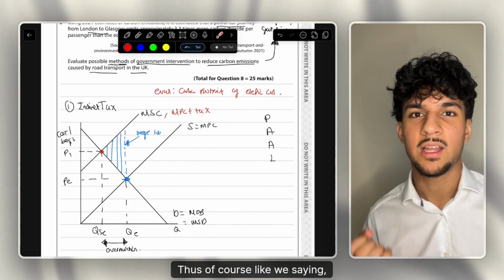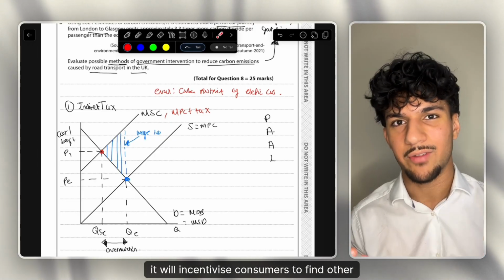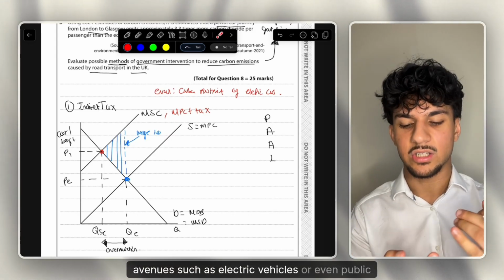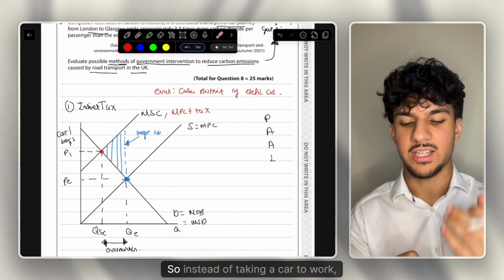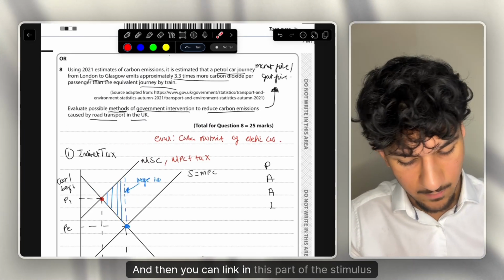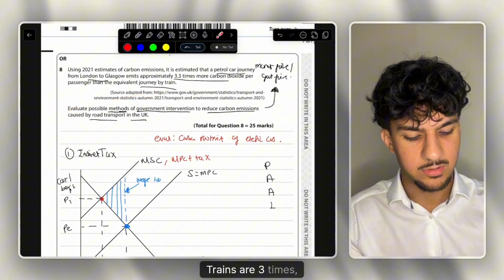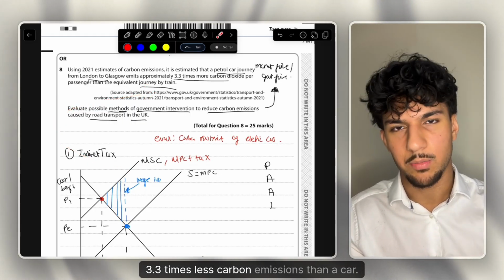Thus, of course, like we were saying, if there's higher costs of petrol and diesel cars, it will incentivize consumers to find other avenues, such as electric vehicles or even public transport. So instead of taking a car to work, they might start taking a train to work. And then you can link in this part of the stimulus, saying that e.g. trains produce 3.3 times less carbon emissions than a car.